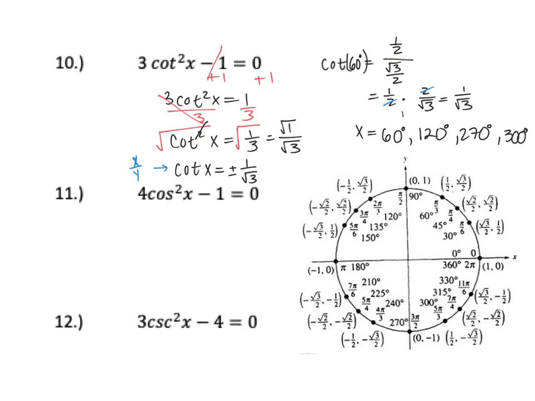So for this one, there are 4 solutions. And that makes sense because this one had a square in it. So there, instead of having just 2 solutions, there were 4 solutions. All right, let's move into this one here.